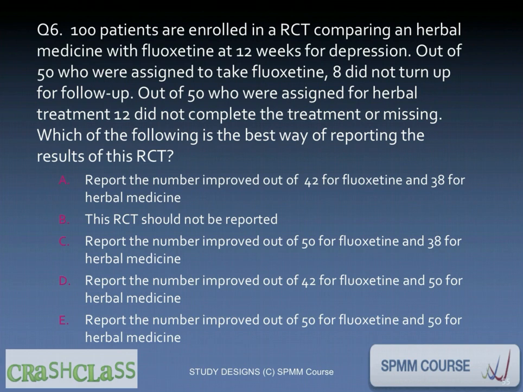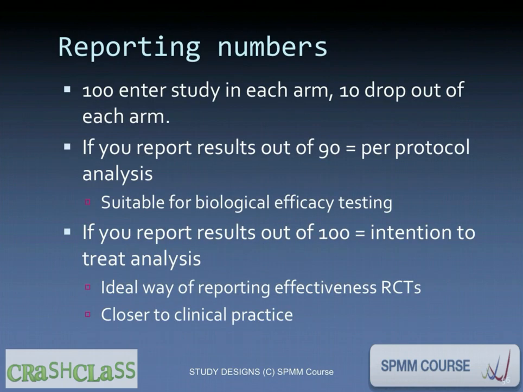A. Report the number improved out of 42 for fluoxetine and 38 for herbal medicine. B. This RCT should not be reported. C. Report the number improved out of 50 for fluoxetine and 38 for herbal medicine. D. Report the number improved out of 42 for fluoxetine and 50 for herbal medicine. E. Report the number improved out of 50 for fluoxetine and 50 for herbal medicine. What's the right answer? So let's look at the issue of reporting numbers in a randomized controlled trial.